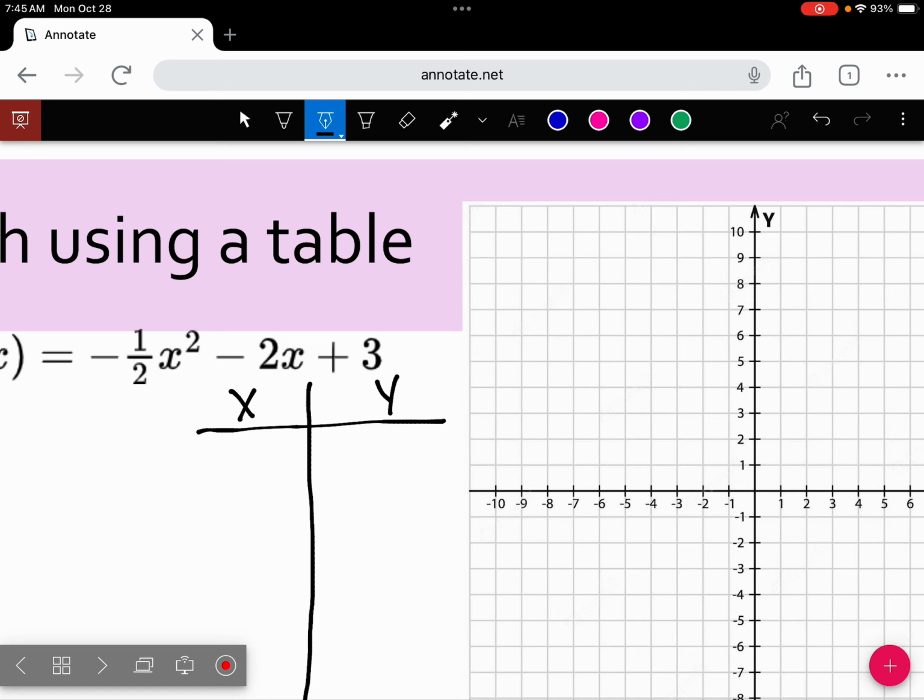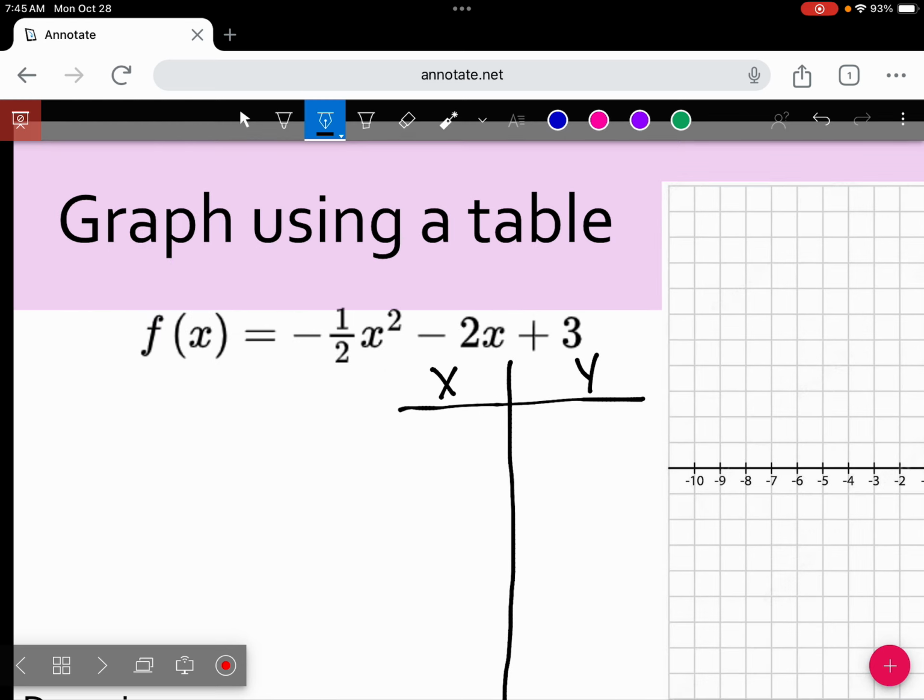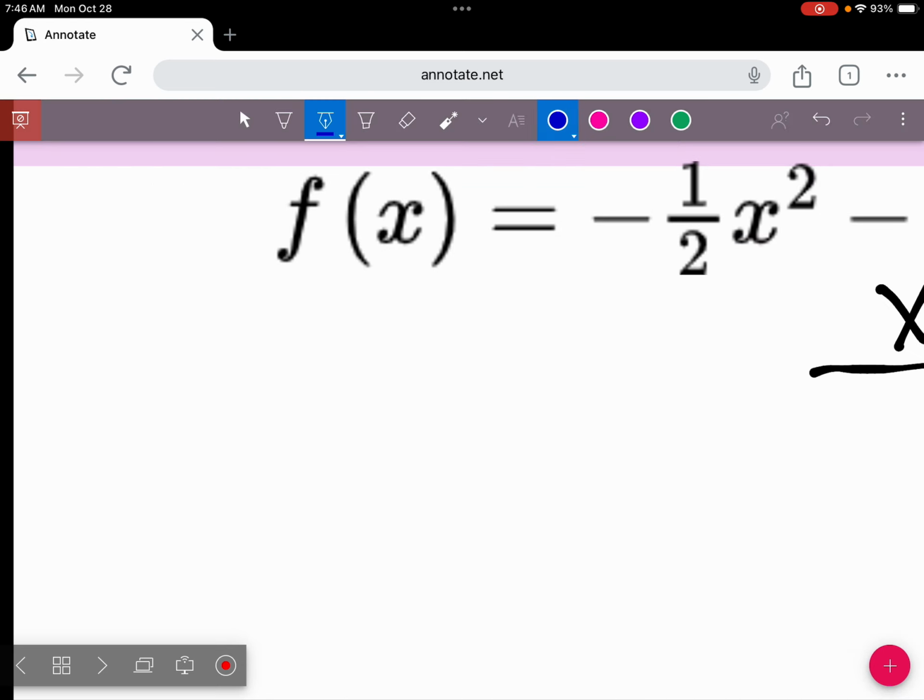And the first thing we need to do is figure out where our axis of symmetry is so that we can figure out where our vertex is. So step 1 is to find that axis of symmetry. Our axis of symmetry formula is x equals the opposite of b over 2 times a.